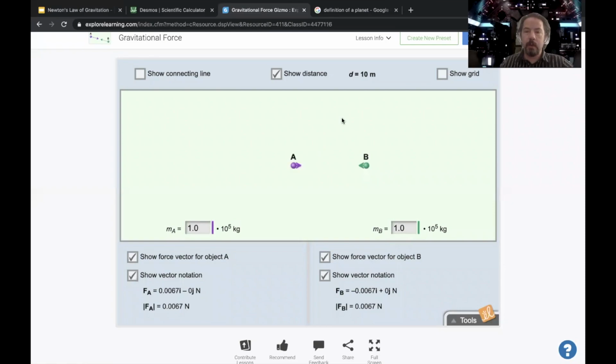And this time, we have our base force of 0.0067 newtons, but this time we're going to go from 10 meters and change it to 20. So let's do that. I'm going to grab one of these and drag it out. It doesn't matter which one you move, but I'm going to drag it out to 20. And we've got this new force. So let's check if my method of math works out for us, okay?